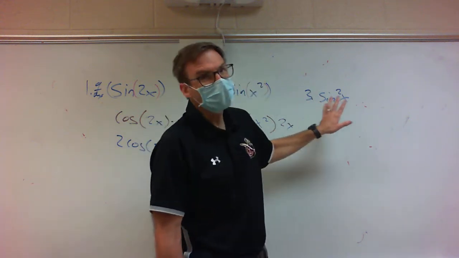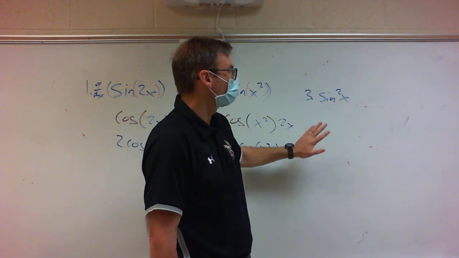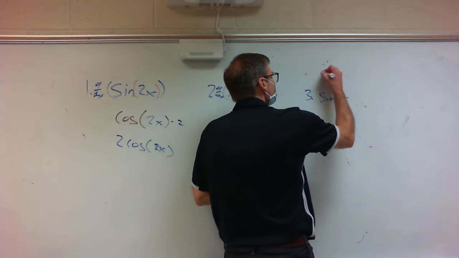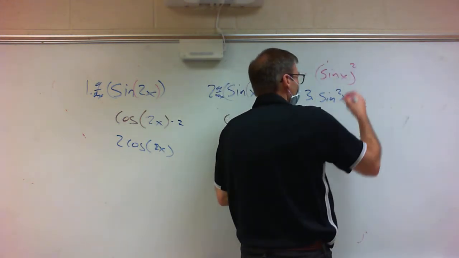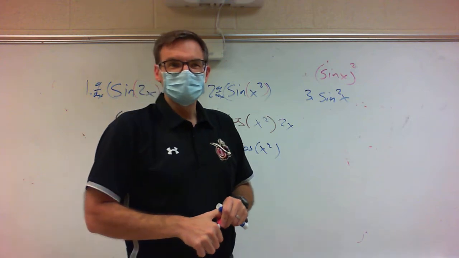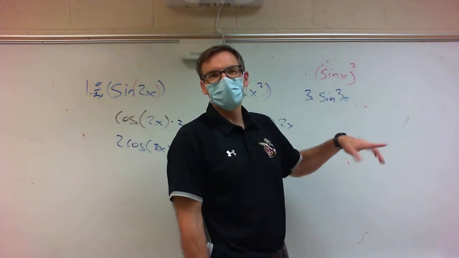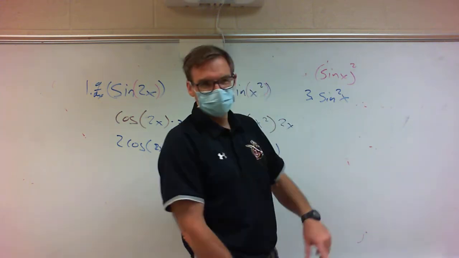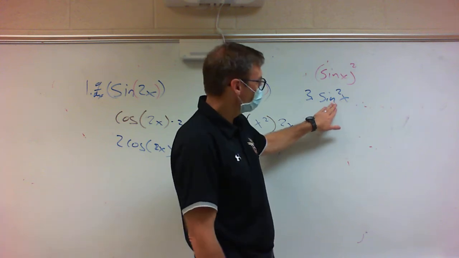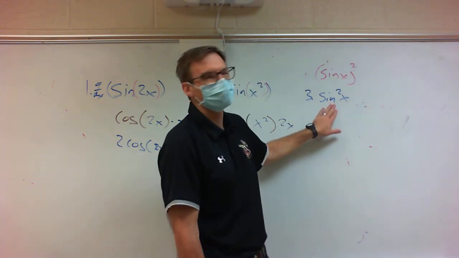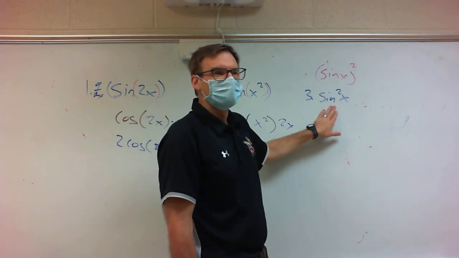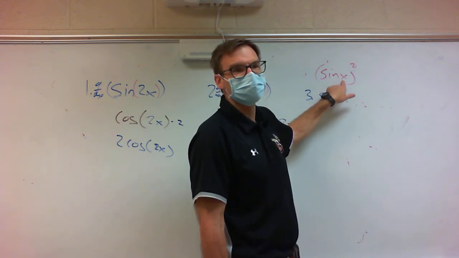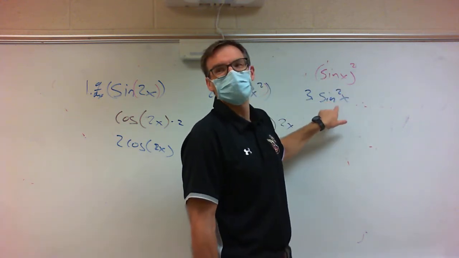Because somebody, a few hundred years ago, decided that writing sine of x squared was too much work. So instead of writing sine of x squared, they said, why don't we write it this way? And when that person introduced that notation, they pretty much confused at least 75% of my high school students. Because if I give you this problem and say take the derivative, I get the right answer 100% of the time.